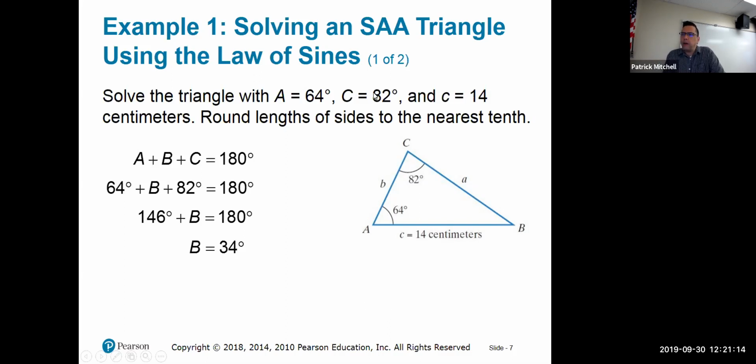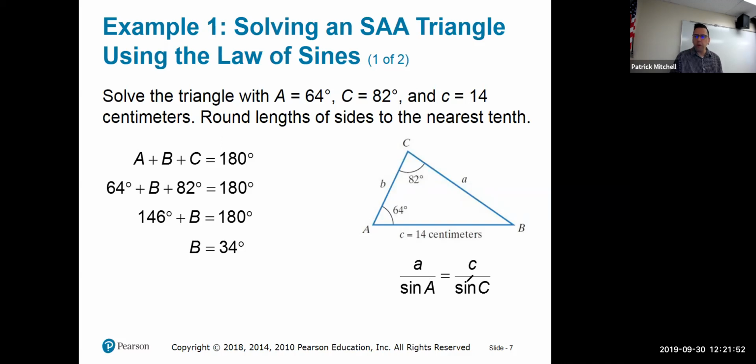So the next thing I'm going to do is use the fact that I have angle C and side C. I'm going to plug those into my law of sines ratio, and I have angle A, right? So the law of sines says in part that little a over sine A is equal to little c over sine C. So I'm going to plug in side C, angle C, and angle A. And what they like to do is first cross multiply these things. Let me just remind you how that works.